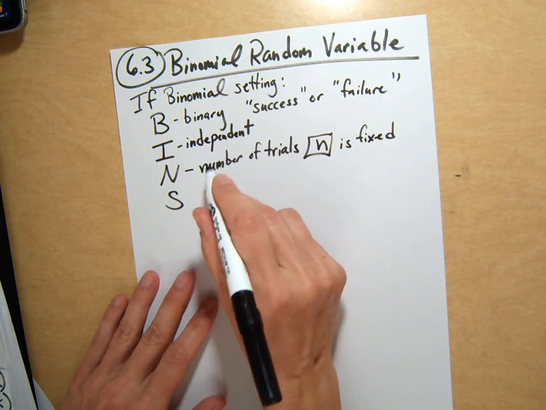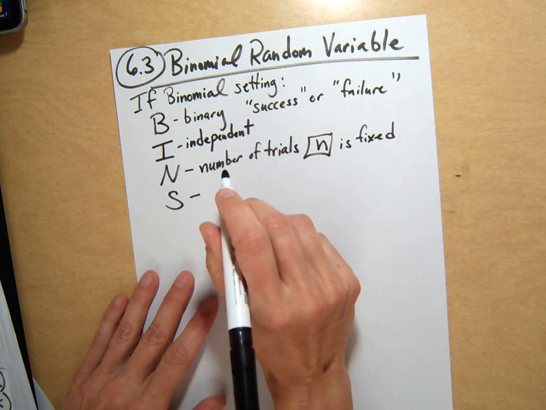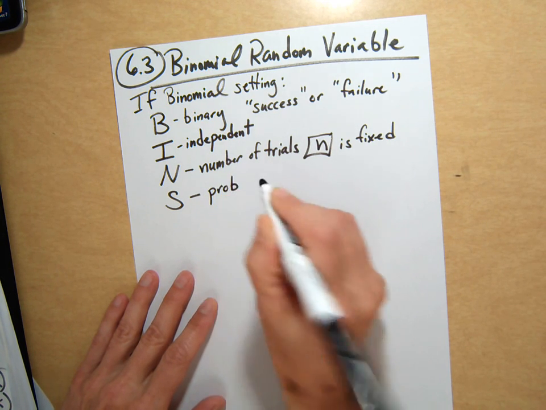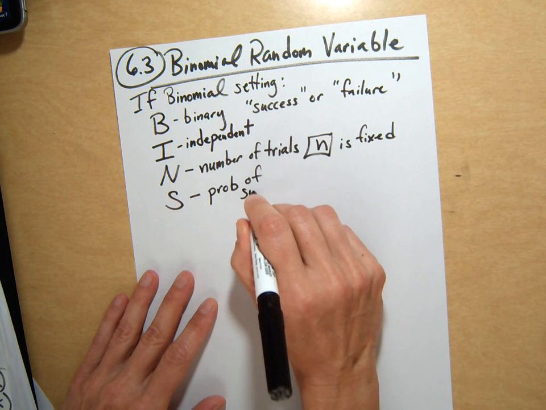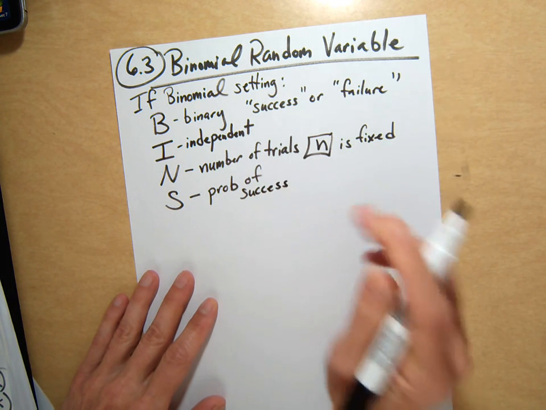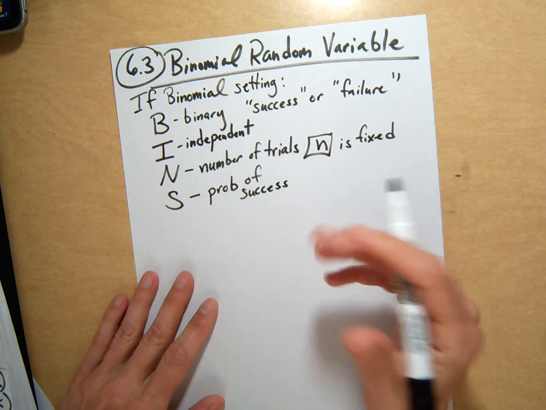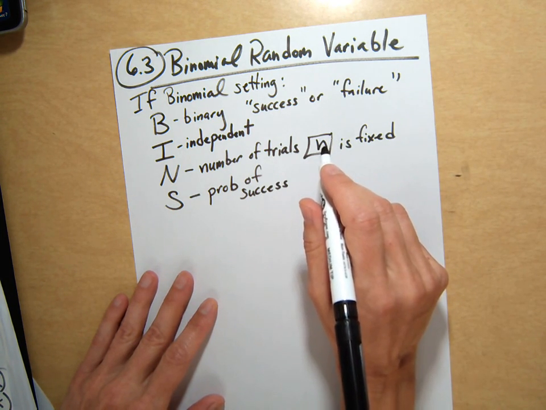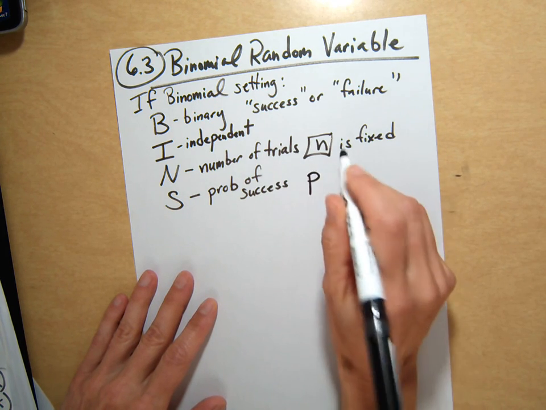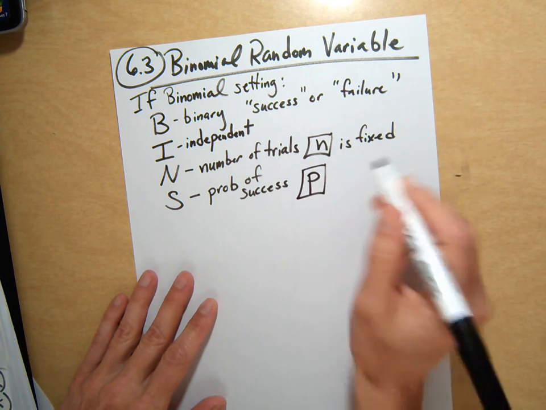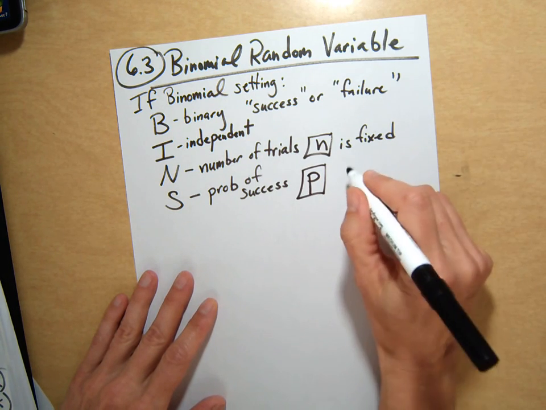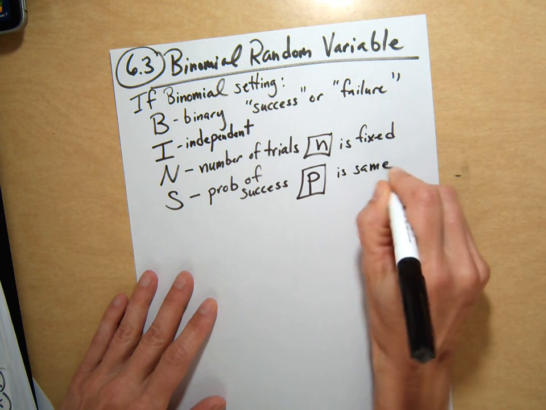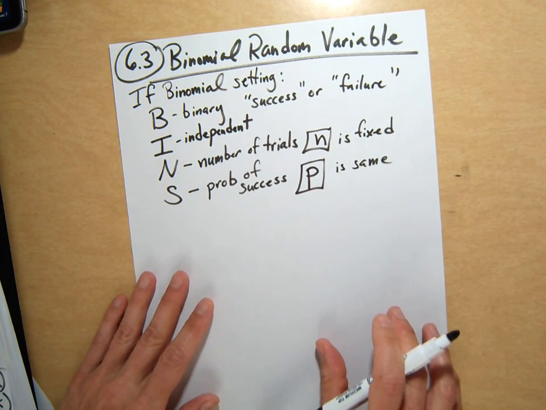And then S is for the probability of success. The probability of success has to stay the same for each trial. So if you're shooting baskets, for example, the probability of making it shouldn't be different in between each shot. We use the variable P, which we'll use in the formula in a second. The probability of success is the same each time for each trial. So that's P, probability of success.